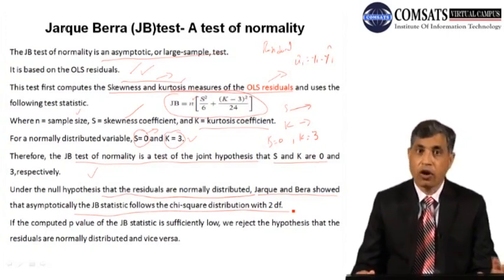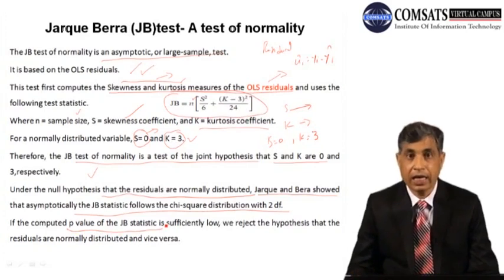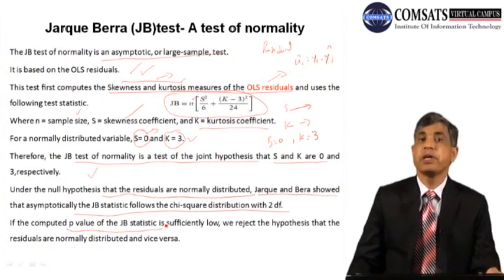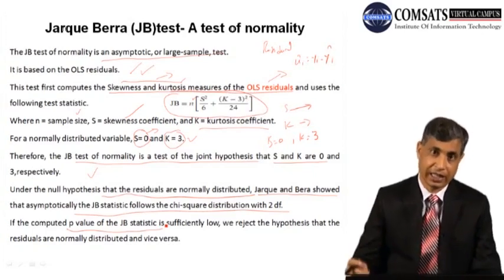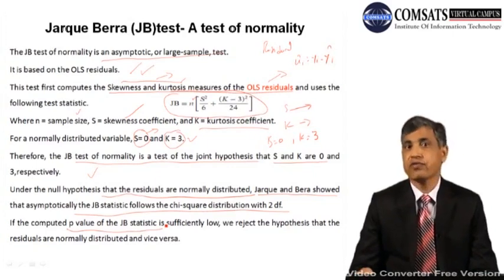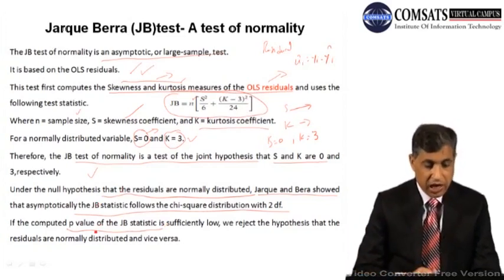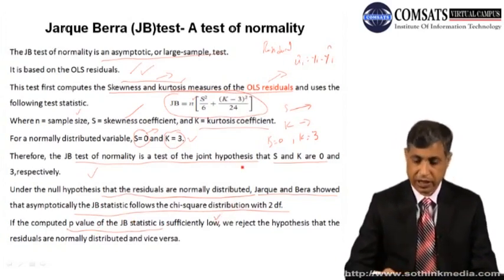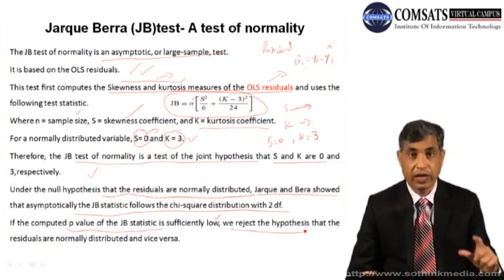So what is the rule of thumb? Rather than the chi-square values, I have deliberately written the p-value, as in the last lecture. The p-value is the probability of obtaining a value of the statistic equal to or greater than that value, and when the p-value is less than 10%, we reject the null hypothesis, and if it is greater than 10%, we do not reject the null hypothesis. If the computed p-value of the Jarque-Bera test is sufficiently low, less than 10%, we reject the null hypothesis.